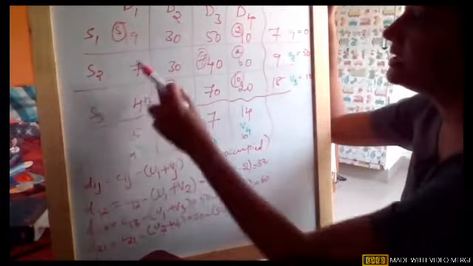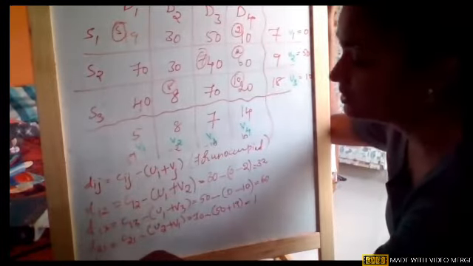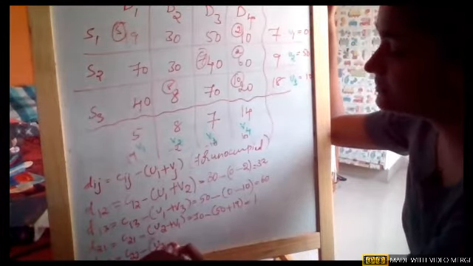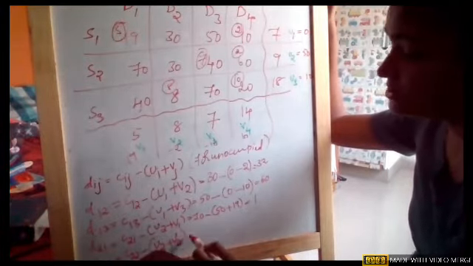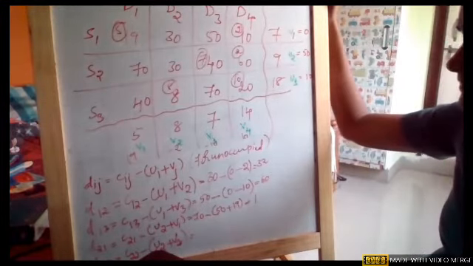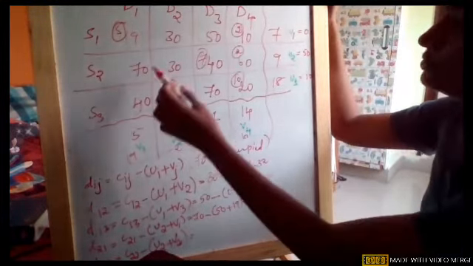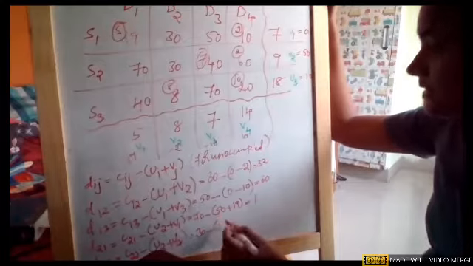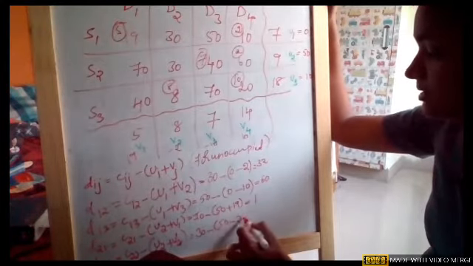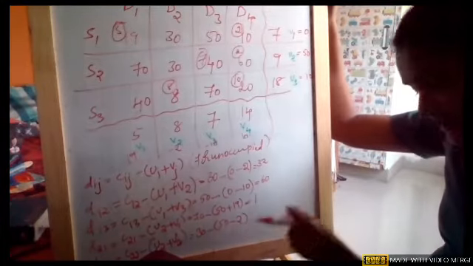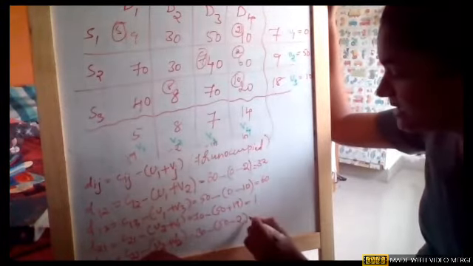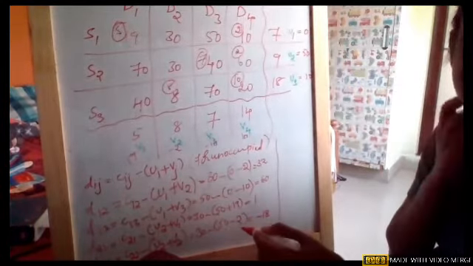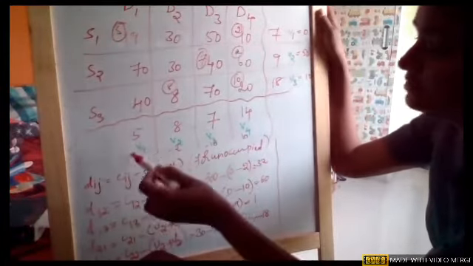Then the next unoccupied cell is D22. If I take D22, it is C22 minus U2 plus V2. Where C22, the cost, is 30 minus U2 value 50 and V2 value minus 2. So 30 minus 50 and minus 2, the value we got is minus 18. Here, in order to avoid space, since erasing again is difficult, I'm just writing the value for D here.